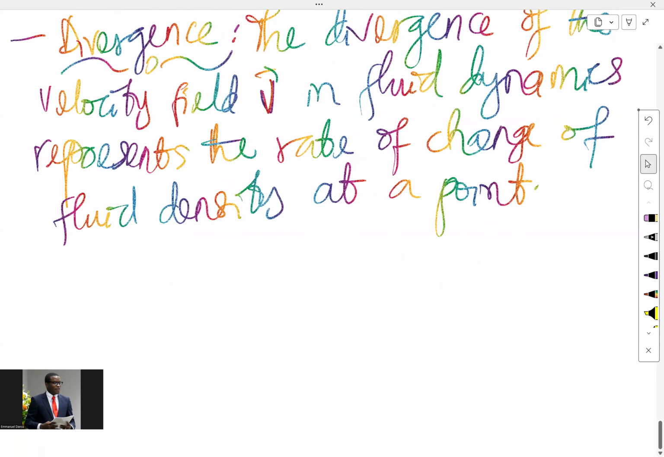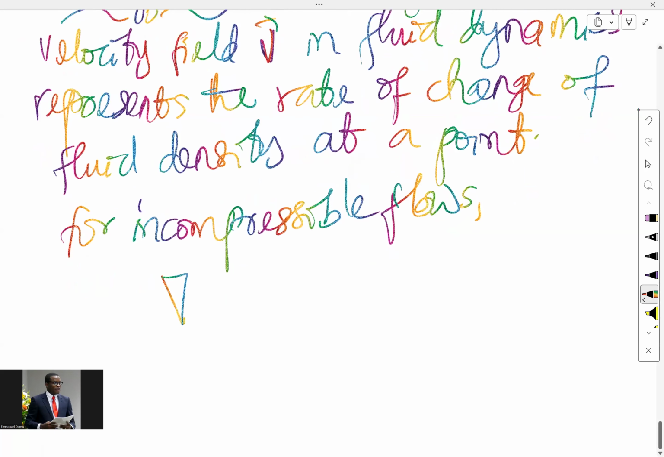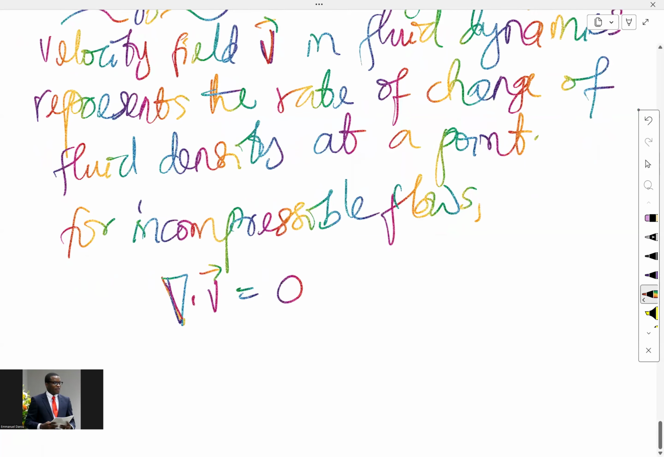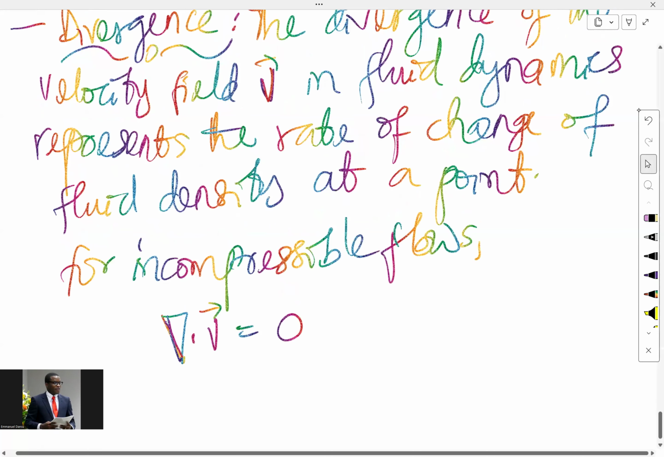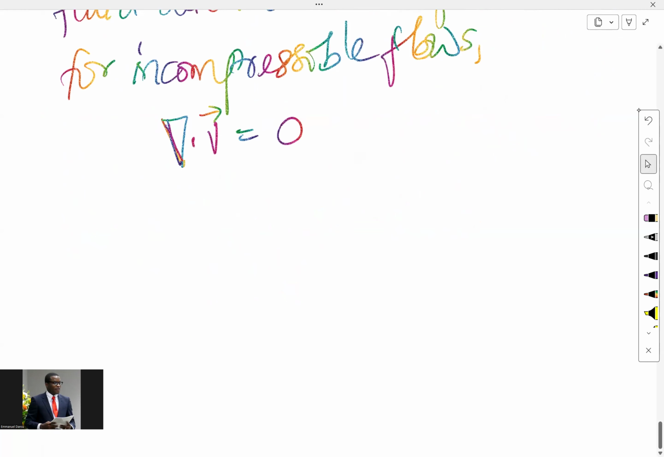So we see that for incompressible flows, and this is where we talk about all this Newtonian flow and things like that, the divergence of the velocity field is actually equal to 0. So that means there's no stretching out, there's no change. So the fluid is incompressible. That's that. Then we talk about the curl again.